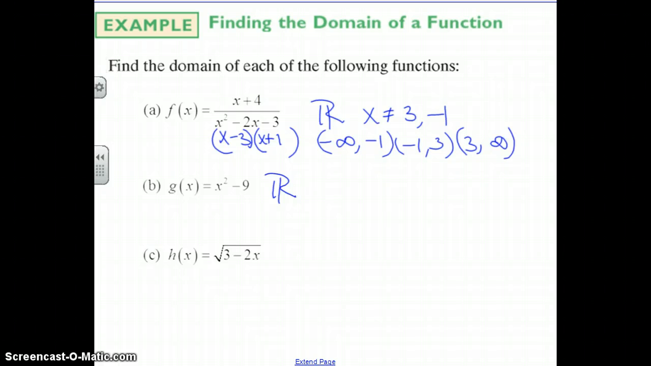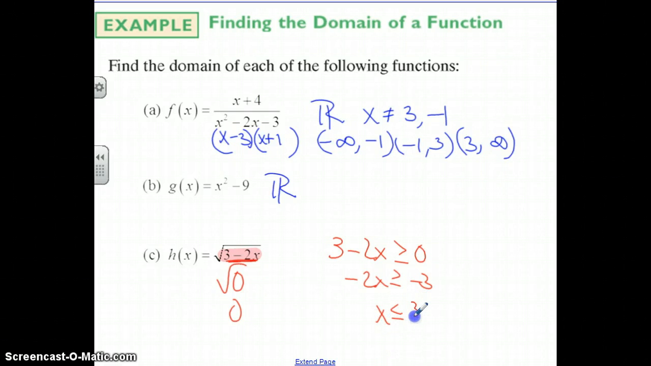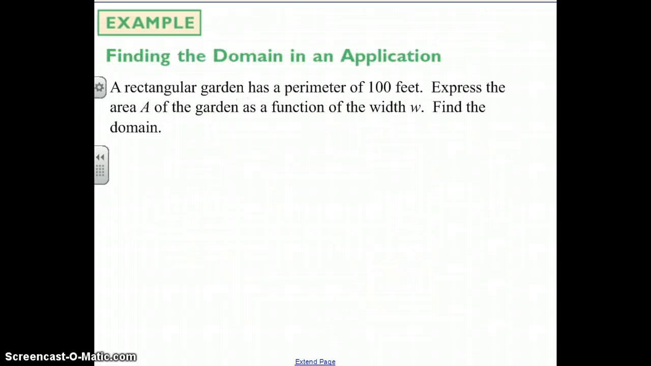This one, you need to make sure that the 3 minus 2x remains positive, because you don't want to take the square root of a negative. It could also be 0, because the square root of 0 is 0. So I'll set this thing equal to or greater than 0. So negative 2x has to be greater than or equal to negative 3. So x has to be, remember when you divide by a negative, it flips that inequality sign. As long as x is less than or equal to 3/2, my domain will be fine.